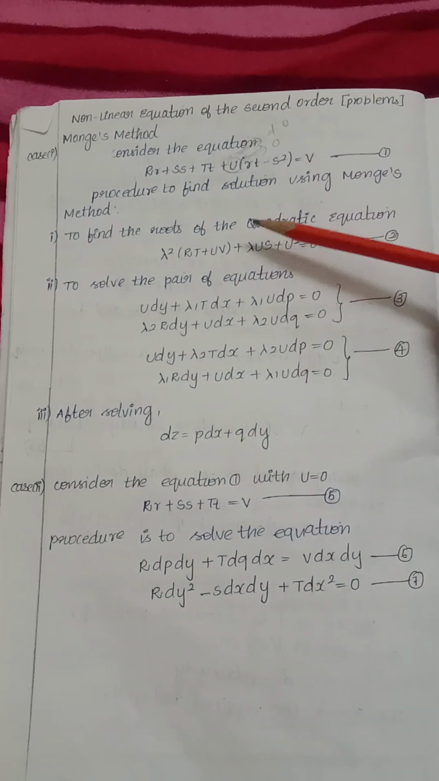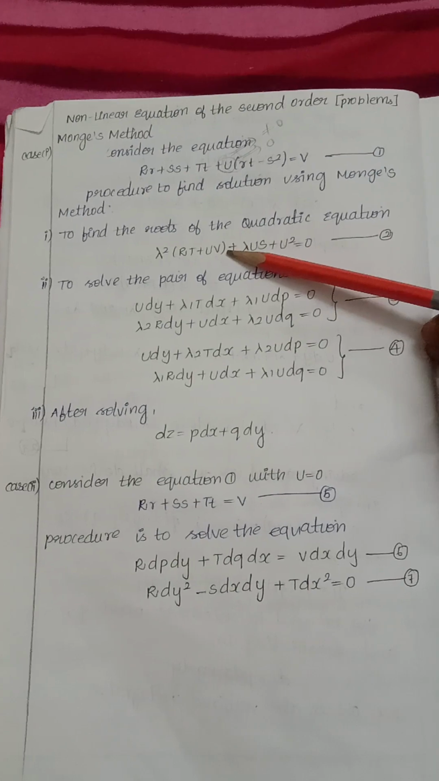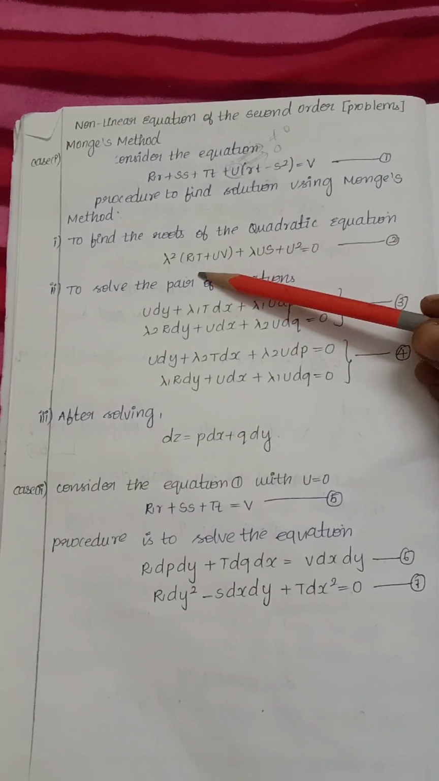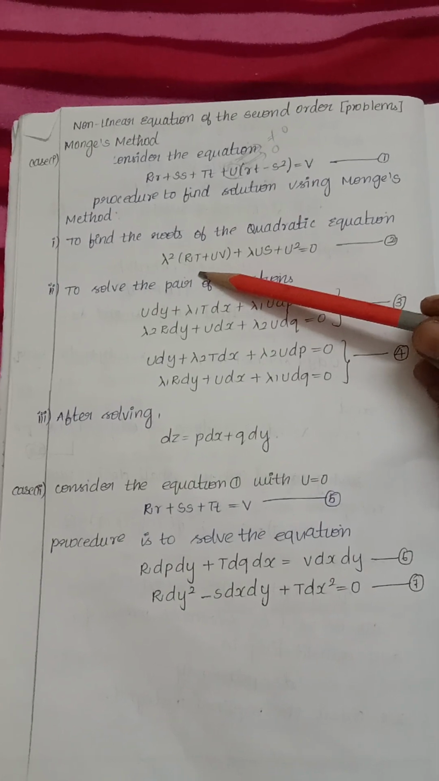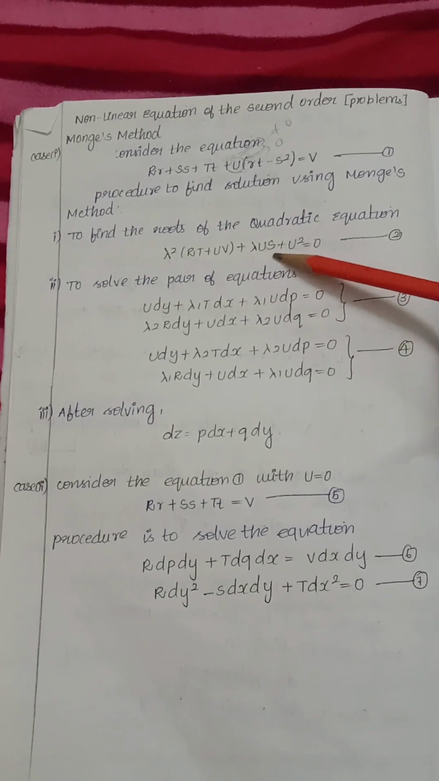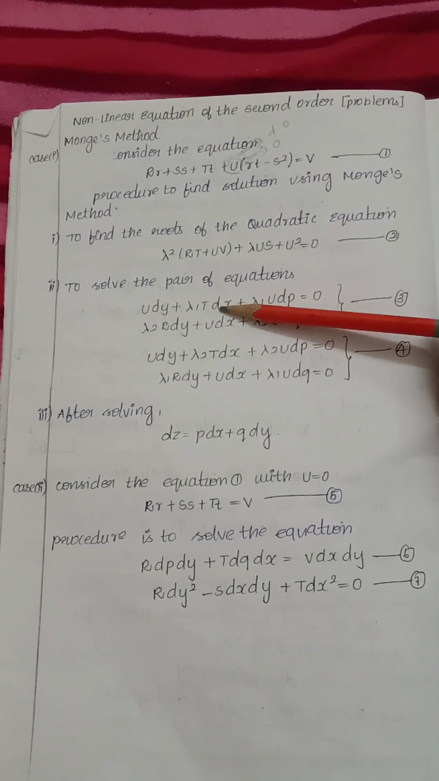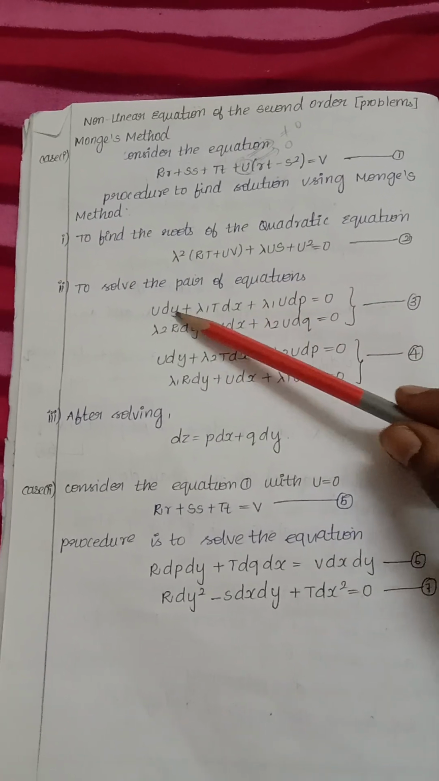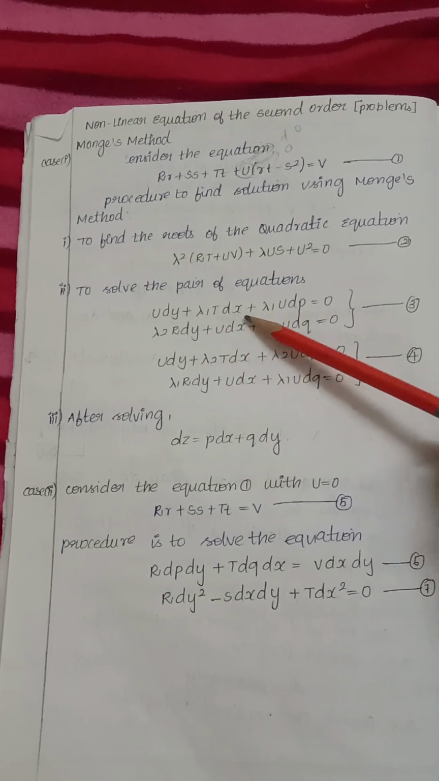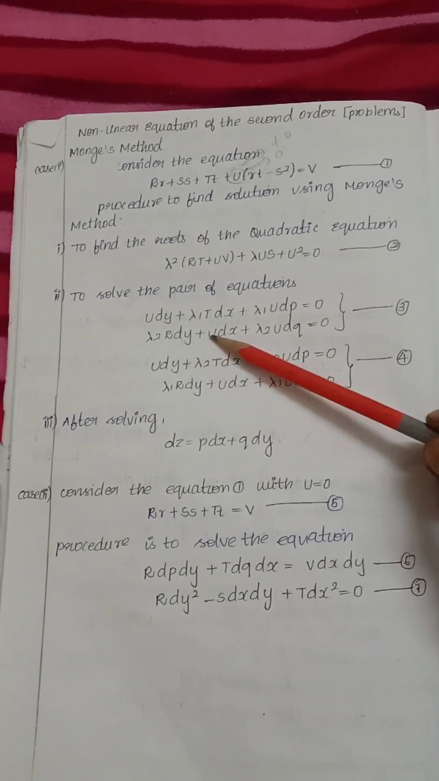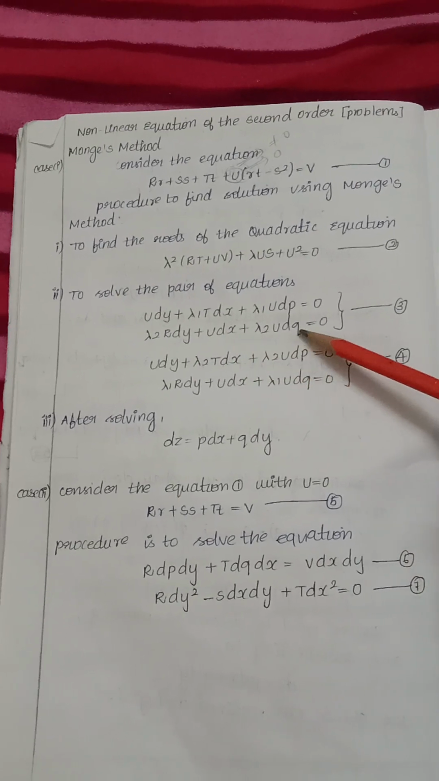For case 1, that is U not equal to 0, we have to find the roots of a quadratic equation, that is λ²(RT + UV) + λUS + U² = 0, and we have to solve the equations in two pairs. U dy + λ1 T dx + λ1 U dp = 0, and λ2 R dy + U dx + λ2 U dq = 0.